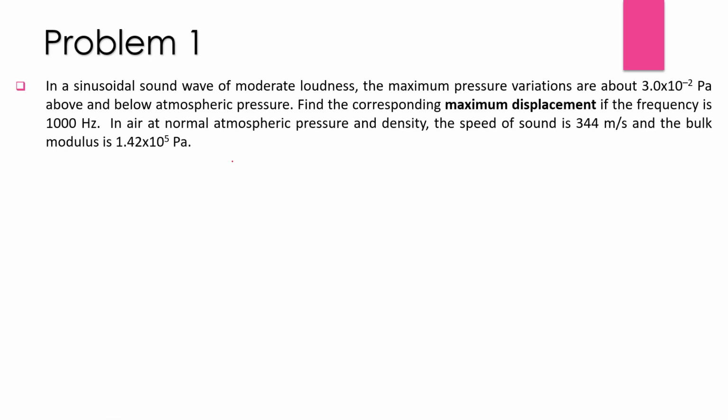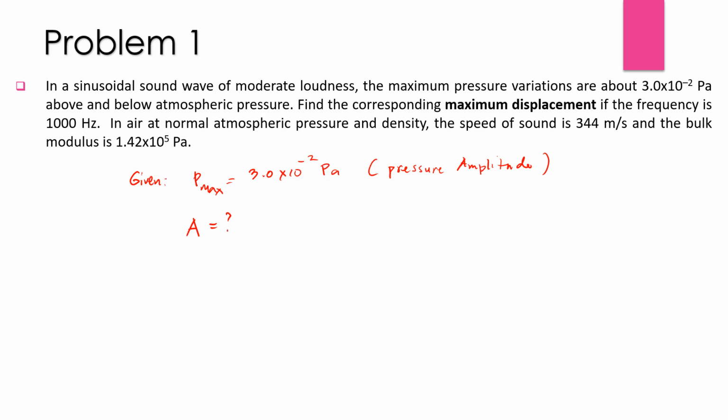So what we are going to find is the maximum displacement. Given is the maximum pressure variation, which I call Pmax, equal to 3.0 times 10 to the minus 2 pascals. By the way, we will also call this Pmax the pressure amplitude. The question is, we're going to solve for the maximum displacement, which is just the displacement amplitude A.